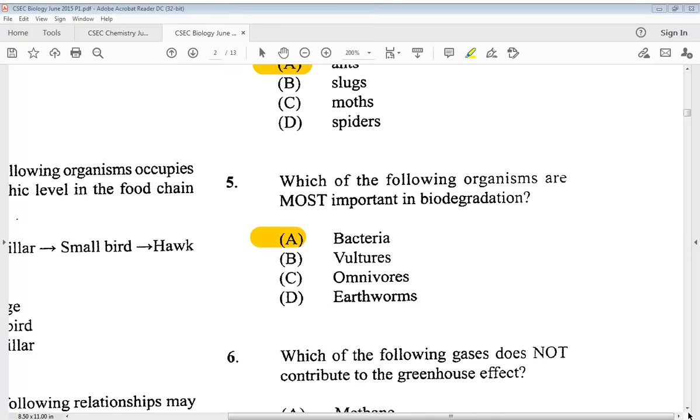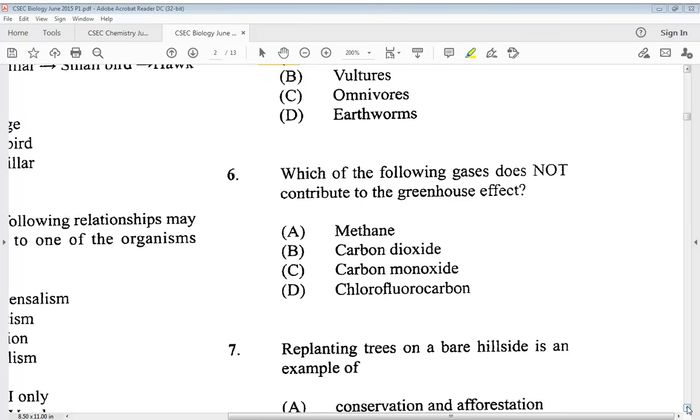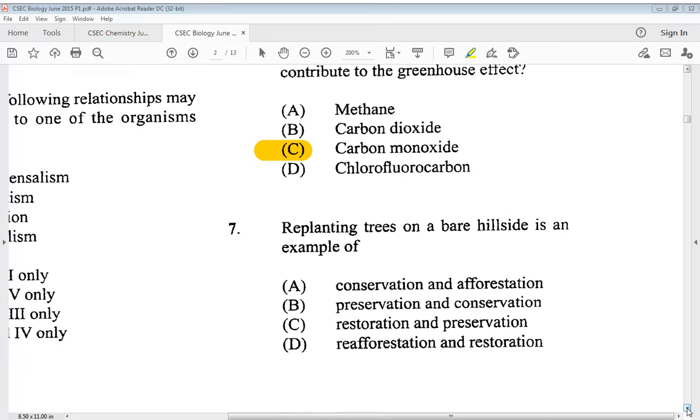6 says, which of the following gases does not contribute to the greenhouse effect? A, methane, B, carbon dioxide, C, carbon monoxide, D, chlorofluorocarbon. The answer for 6 is C, carbon monoxide. 7 says, replanting trees on a bare hillside is an example of A, conservation and afforestation, B, preservation and conservation, C, restoration and preservation, or D, reforestation and restoration. We know that the answer for that is D.